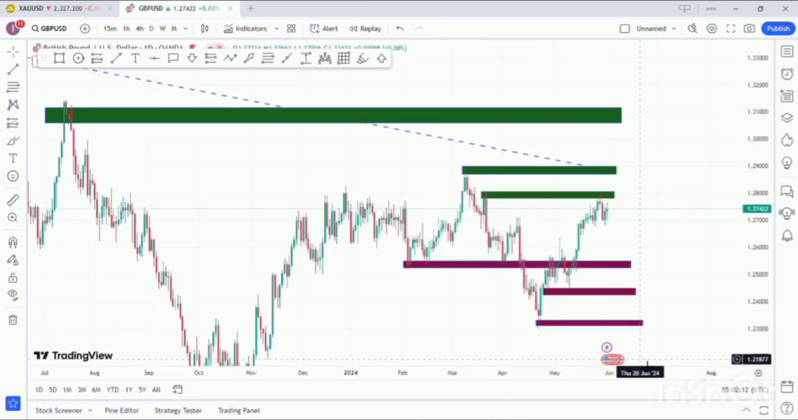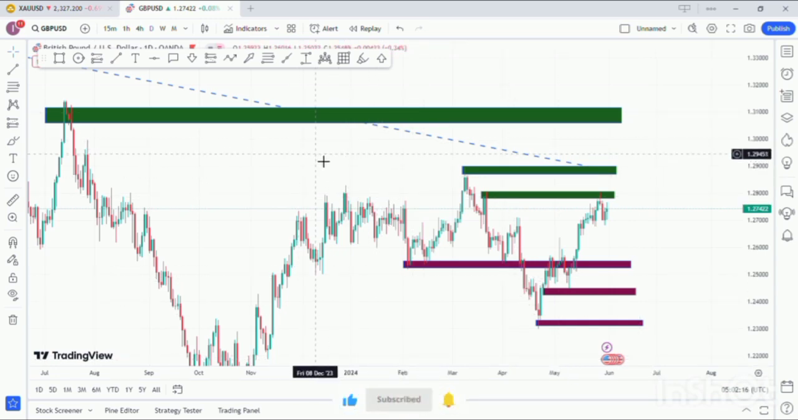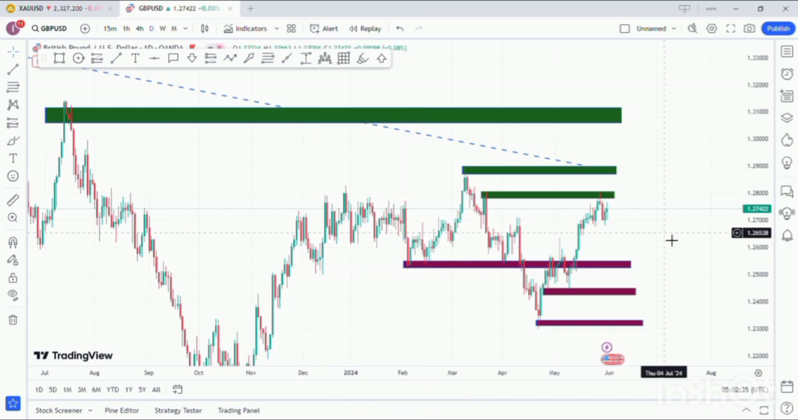Right here on my screen is GBPUSD on the daily time frame, as you can see. So guys, we had a few upward movements last week for GBPUSD. There are some markup zones that we'll be paying close attention to this week. This is one of the zones, as you can see right here. There was a test of this zone. Price tested this zone and then came back to retest it right here.